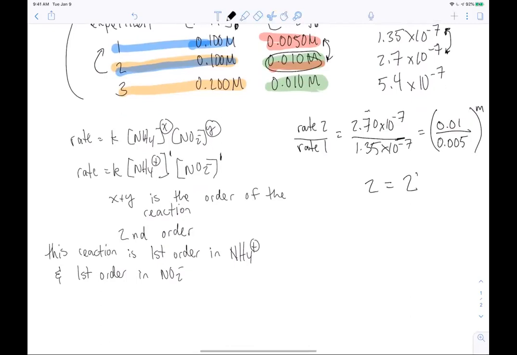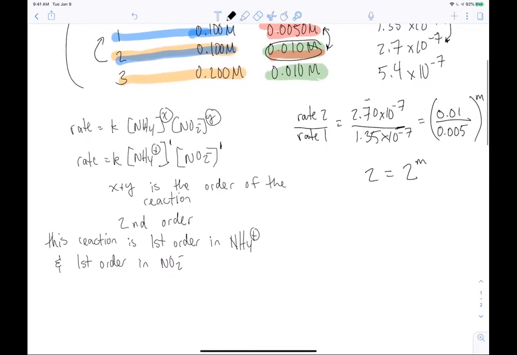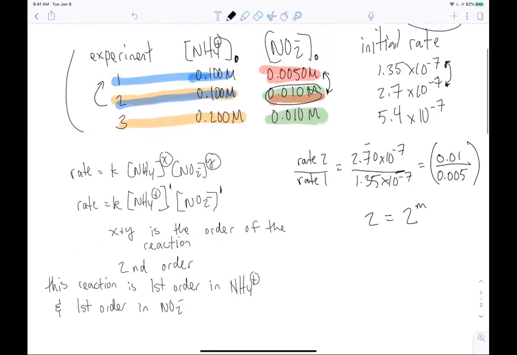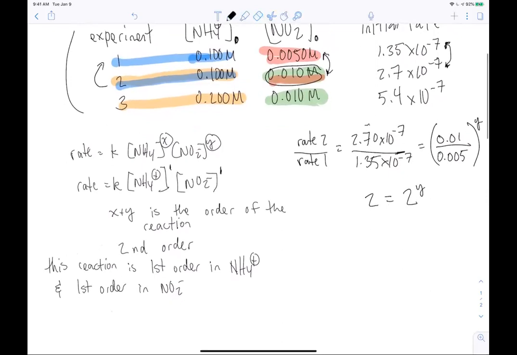So now I'm trying to solve the equation 2 equals 2 to the m. Actually, I should call this by a different variable. We're looking at nitrite, so this is for solving for y. So 2 is equal to 2 to the power of y. This is the equation essentially you're setting up. You're dividing one rate by the other, and then you're looking at the concentrations divided, raising those to some power, and then solving for that.